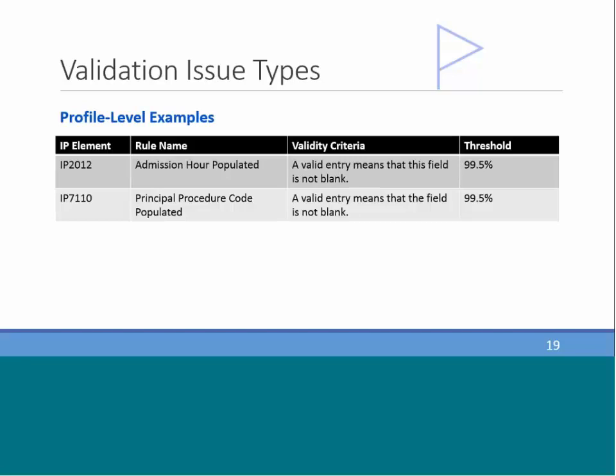So the first is admission hour populated. So we expect that admission hour will be populated for 99.5% of the submissions. So that means a valid entry in the field is not blank. And then the next is principal procedure code populated. Again, this is checking for non-blank fields. As you remember in an earlier validation, we are checking to make sure that when it is populated, that's a valid code. This one is making sure that this field is actually populated 99.5% of the time.